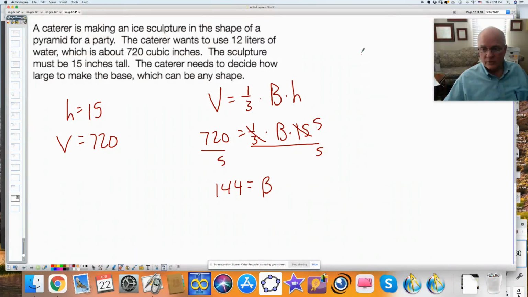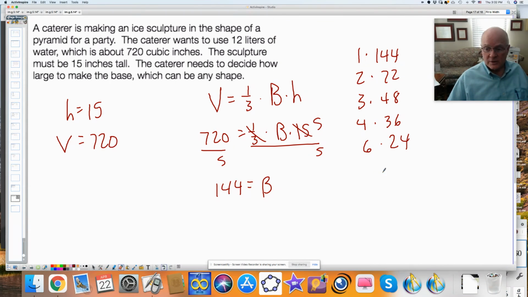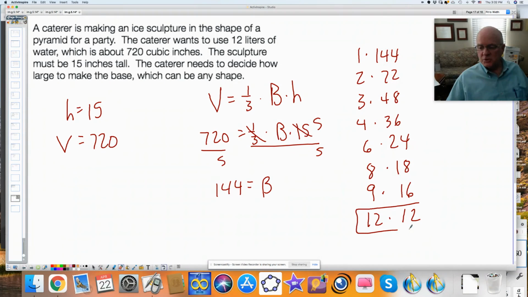I could do 12 times 12. I want to start off with 1: 1 times 144. 2 goes into this evenly, that would be 72. 3 goes into this evenly, 3 times 48. 4 goes into this evenly, that would be 36. 5 doesn't go into it. 6 goes into this 24 times. 7 doesn't go into it. 8 does, 8 times 18. 9 goes into this. 9 times what is equal to this? 16. 10 doesn't go into it. 11 doesn't. 12 times 12. Any of these two numbers could be my base, and I'm just going to choose 12 by 12.